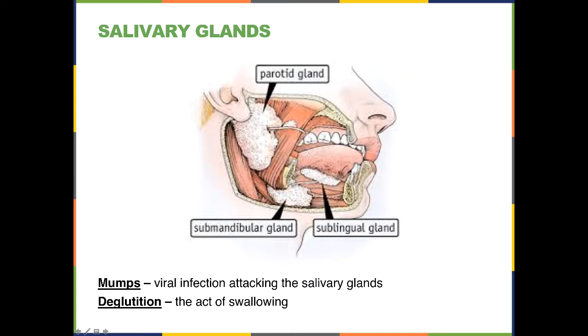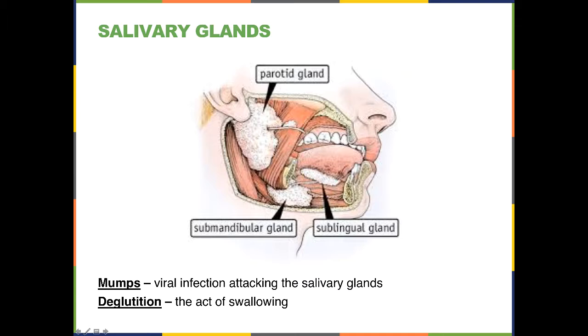Now, in addition to those things in the mouth, you also have the three major salivary glands, along with many minor accessory salivary glands. You have the parotid gland, which is the largest of these, whose duct comes out through the cheek right around the second molar. You have the submandibular gland here and the sublingual gland. And these three glands produce saliva and secrete that saliva into the mouth, and it's mixed in with the food.